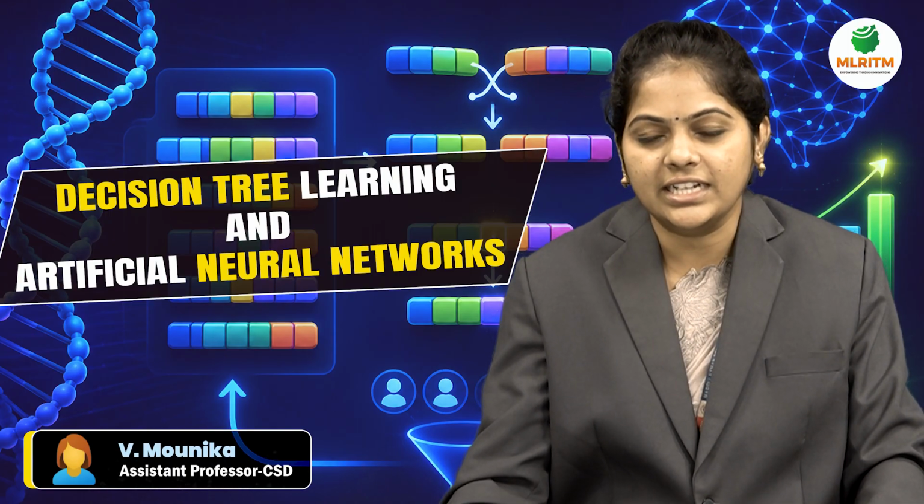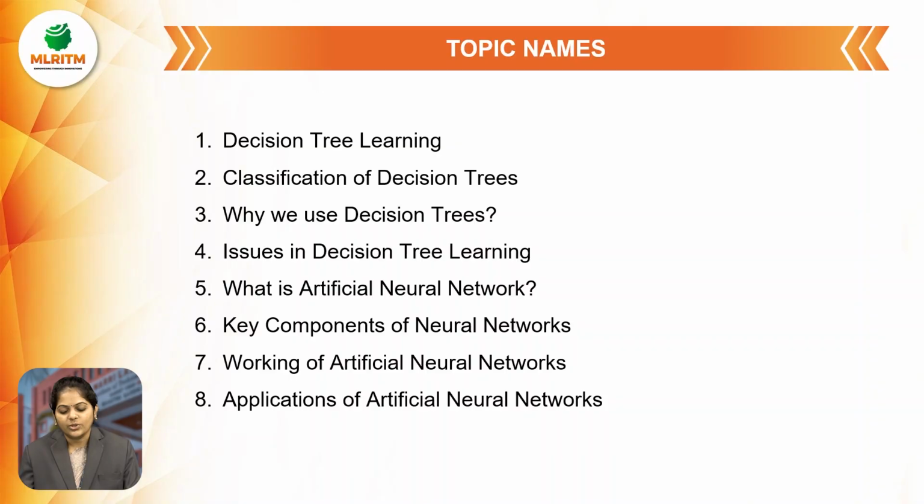I'm going to discuss decision tree learning and artificial neural networks. These are the topics we're going to cover in this session. The first one will be decision tree learning, classification of decision trees, why we use decision trees, and what are the issues in decision trees, and what is an artificial neural network, the key components and working of an ANN, and applications of artificial neural networks.